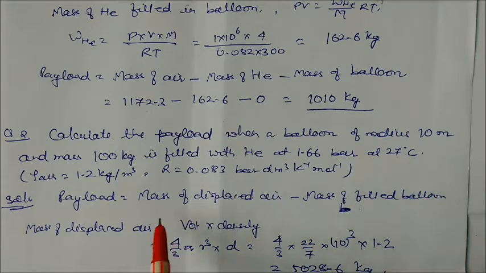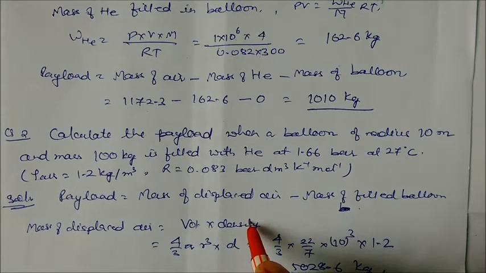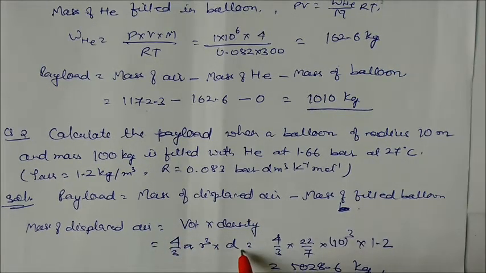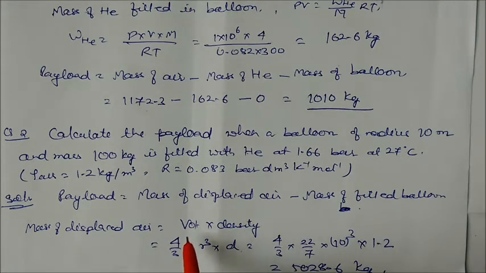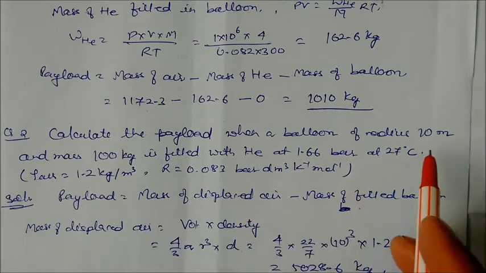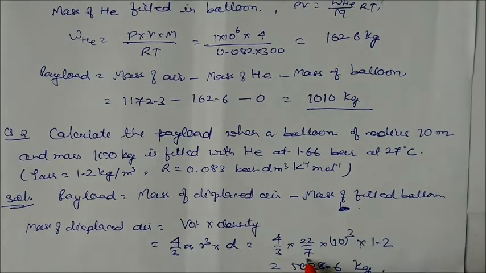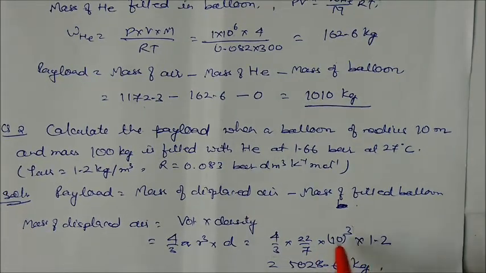So what is the mass of displaced air? Volume of displaced air into the density of the air. So this is the volume of balloon into density. To find the volume we require the radius. Radius is given here, 10 meter. So this is the volume of balloon into density 1.2. Solve it, you will get 5028.6 kilogram. This is the mass of displaced air.